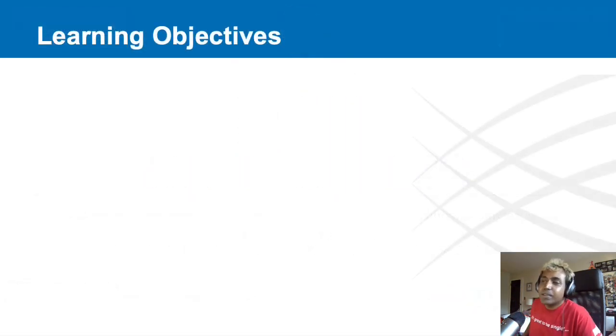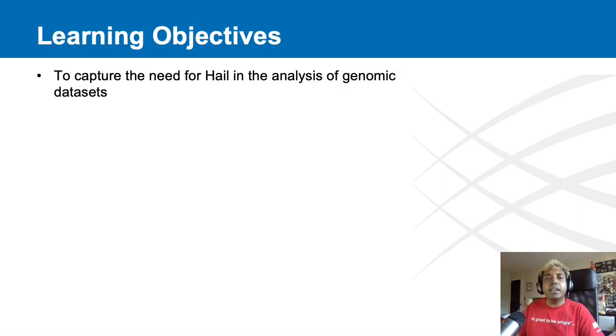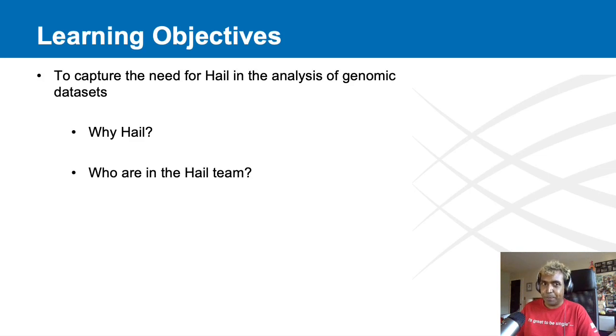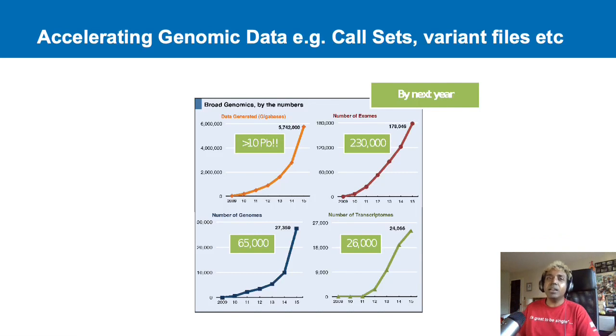The learning objectives for this video are to capture the needs for Hail in the analysis of genomic datasets. To answer that learning objective, we'll be asking: why use Hail, who is on the Hail team that makes this fantastic tool that is used almost throughout everything in genomics right now, and what can you use Hail for?